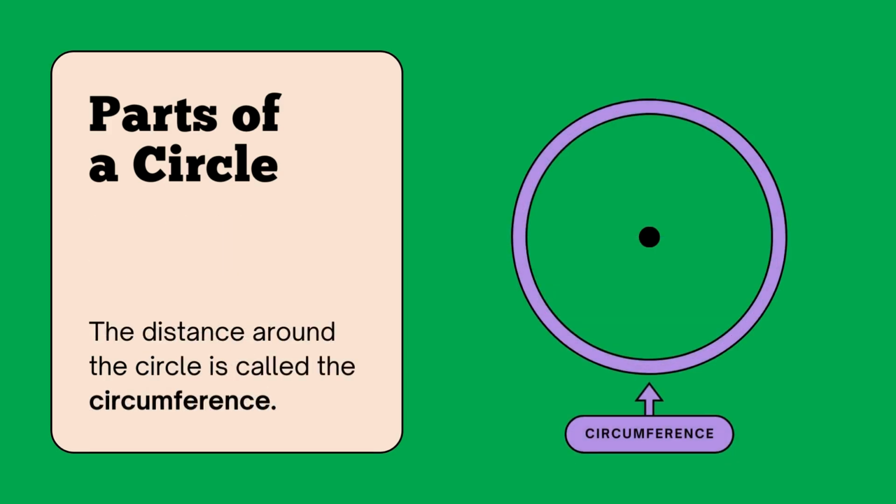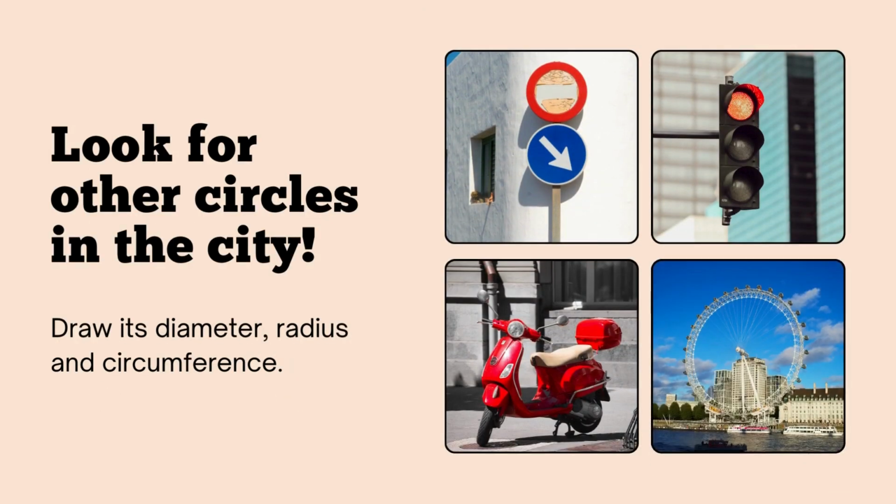Third, circumference. Circumference is the boundary of the circle, or the distance around the circle. Now look at circular objects around you. Draw its diameter, radius, and circumference.